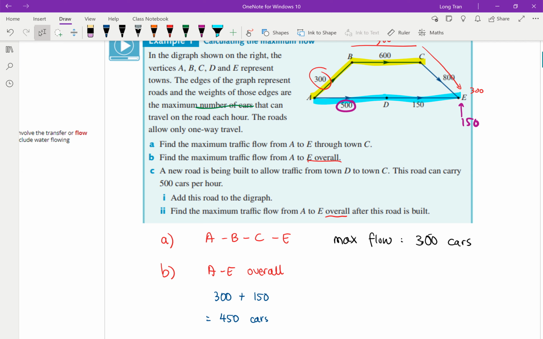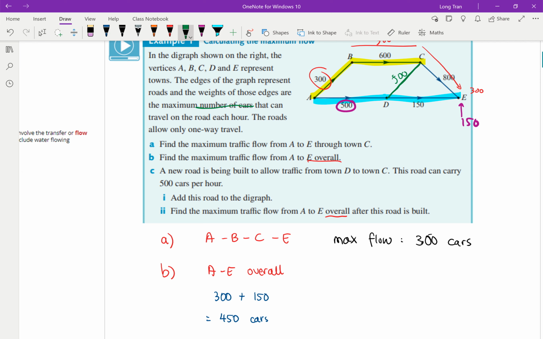So part C, you can see it says here, if a new road was being built, so this is kind of like if you were to build freeways here, in this case it might work better, but you build from town D to town C, so I'm connecting now D to C, and this road can carry a maximum of 500 cars. Now the question is, add this road to the graph, which I have. They call it digraph because di means directional graph, so you can see the directions that it's heading to. And then find the maximum traffic flow from A to E overall again.